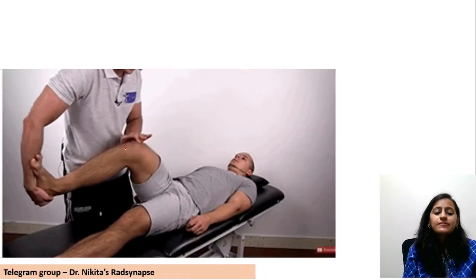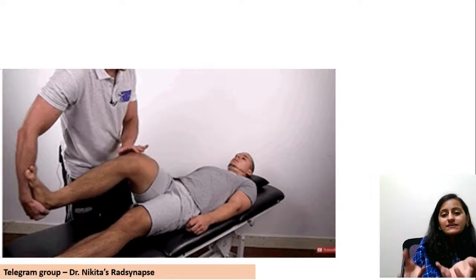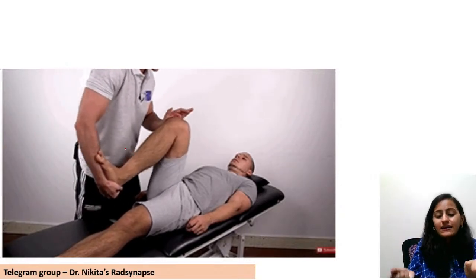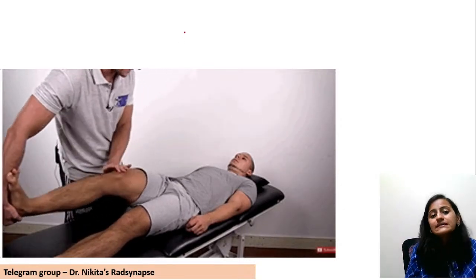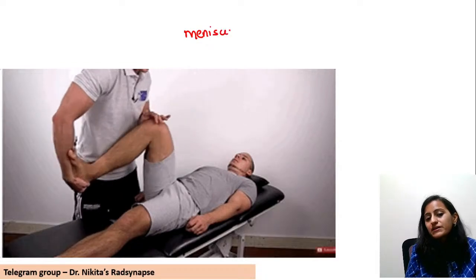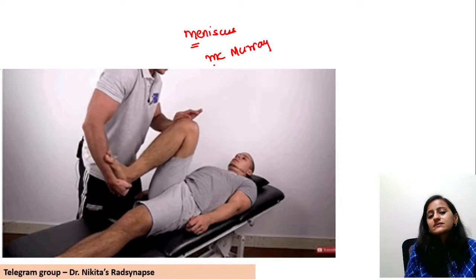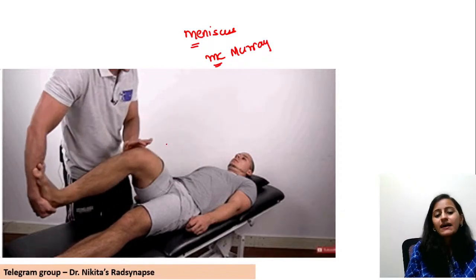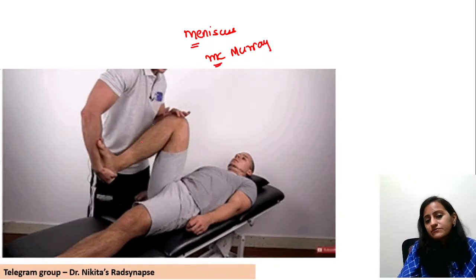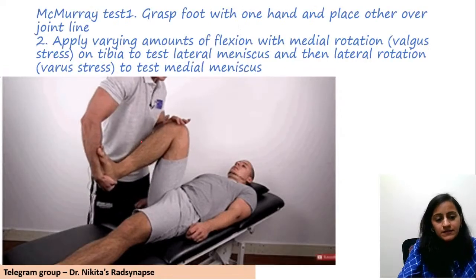This one, where you see that the foot is being held and then you see the rotation movement. This is basically for the meniscus. Meniscus is your McMurray's. Okay, that is how you would see the McMurray's for the meniscus.